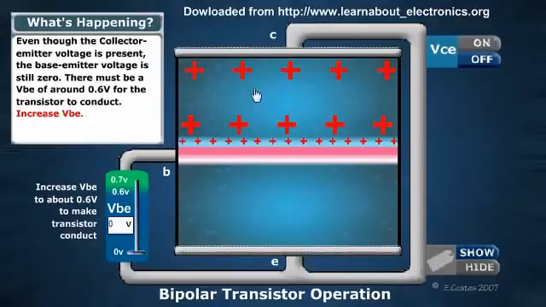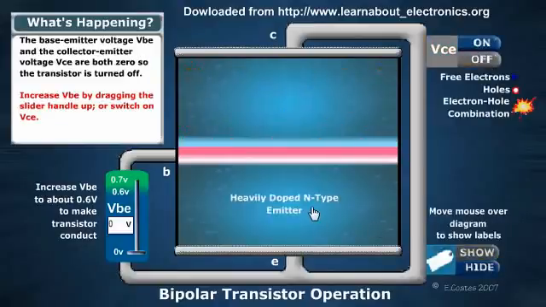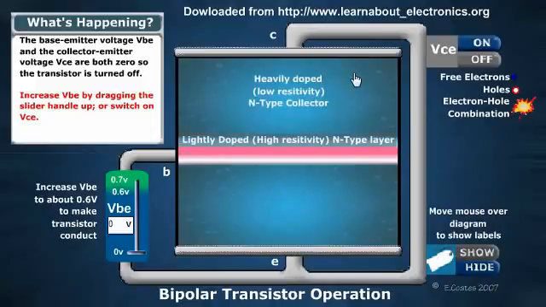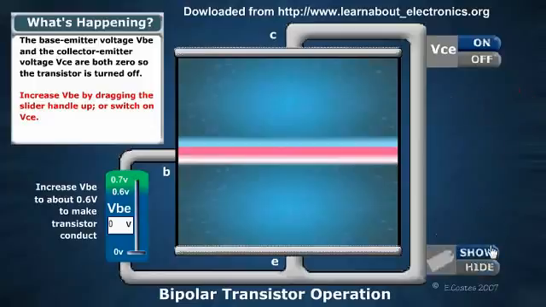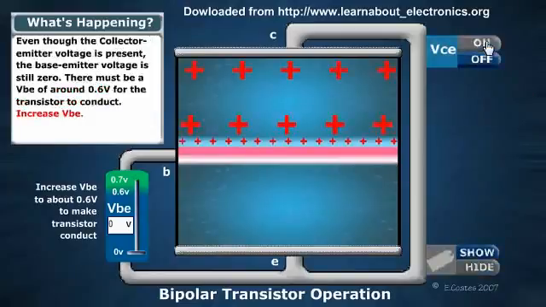So there's an excess of holes up here. Also, this material is heavily doped and has a lot of negative charge carriers. This material is heavily doped and has a lot of negatively charged carriers. This is lightly doped base material. Let's see how it works.